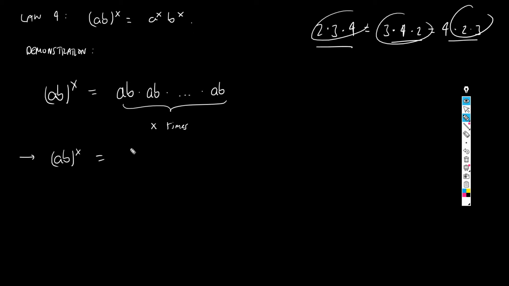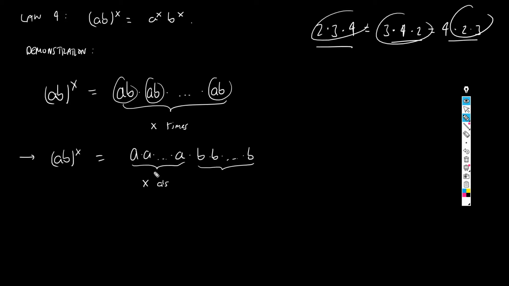I'm going to first collect all the a's, a times etc. times a. I'm going to collect all the a's and put them first. And then I'm going to leave all the b's to the end, like so. So how many a's do I have and how many b's do I have? Well, if I have x factors all equal to ab, then I must have x a's and x b's in total, right? So how many a's do I have? I have x a's. And how many b's do I have? I have x b's. Let's continue.